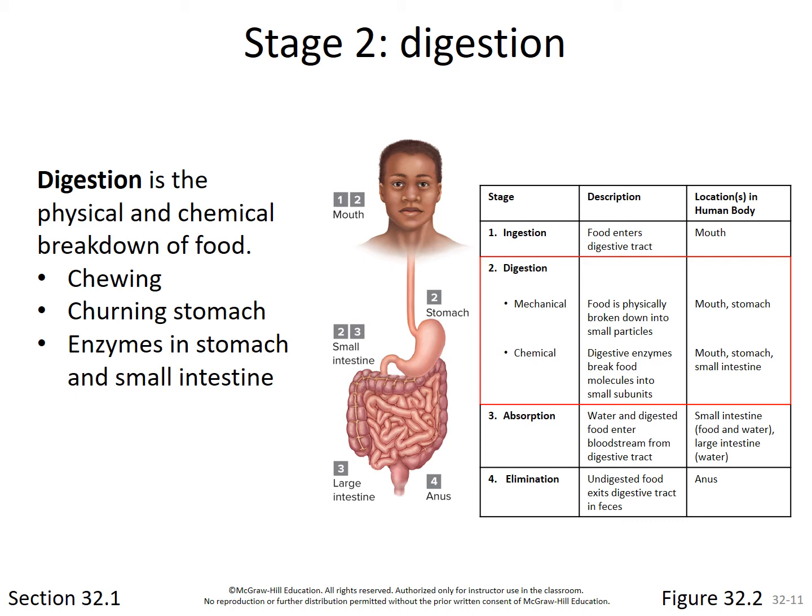So if digestive enzymes are working on really large chunks of food, they'll only be able to work on the outside of that particular chunk of food. Whereas if you break it into much smaller pieces, then the digestive enzyme can attack a lot more of the food at the same time. So mechanical and chemical digestion are very closely intertwined in terms of their function.